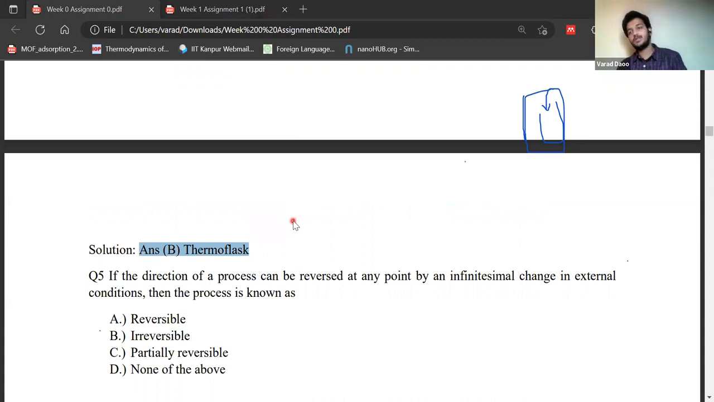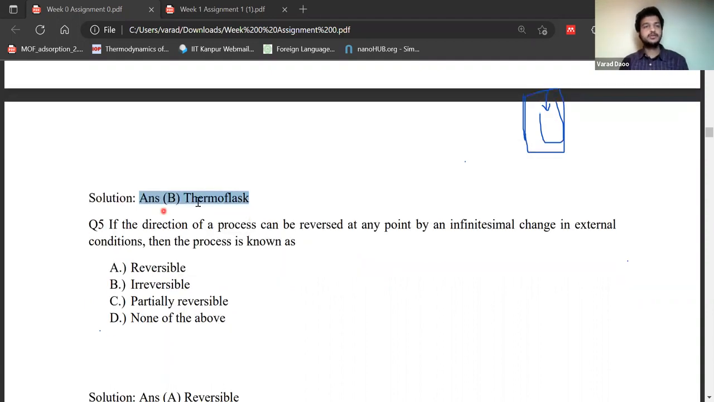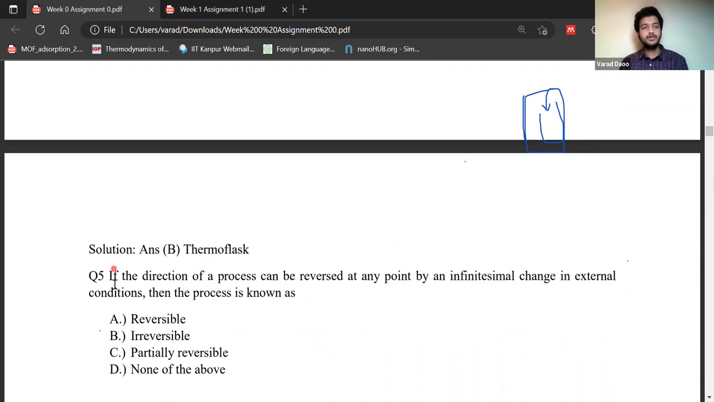I will wait for 1 minute, and if anybody has any question, they can ask. Otherwise, we'll go to the next question. Okay. So no questions. So I assume everything is clear, and then we go to the next question. So what is the next question?